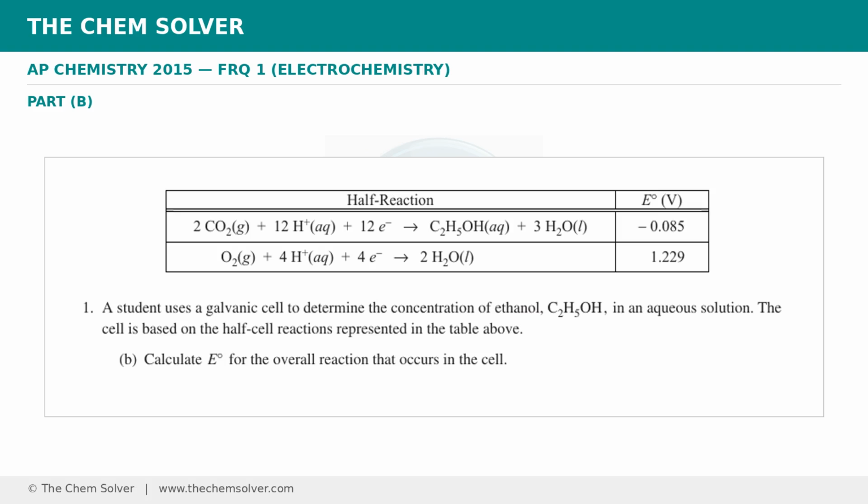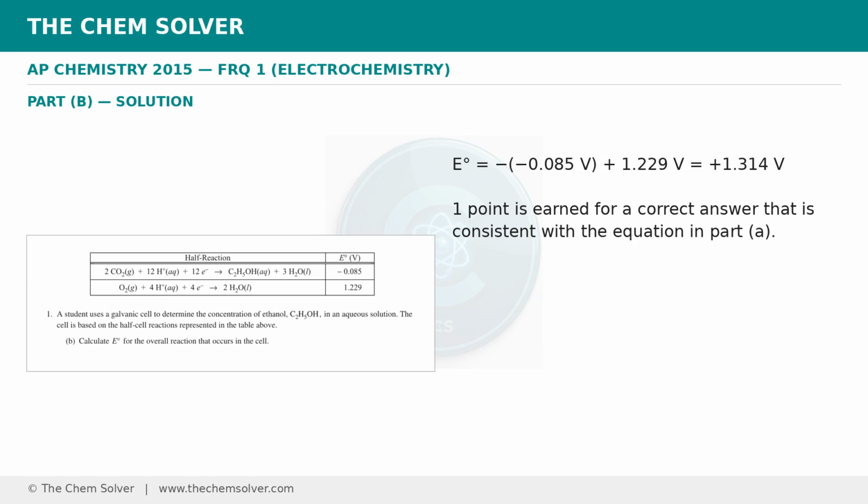Calculate E standard for the overall reaction that occurs in the cell. E standard equals minus 0.085 V plus 1.229 V equals plus 1.314 V. 1 point is earned for a correct answer that is consistent with the equation in part A.